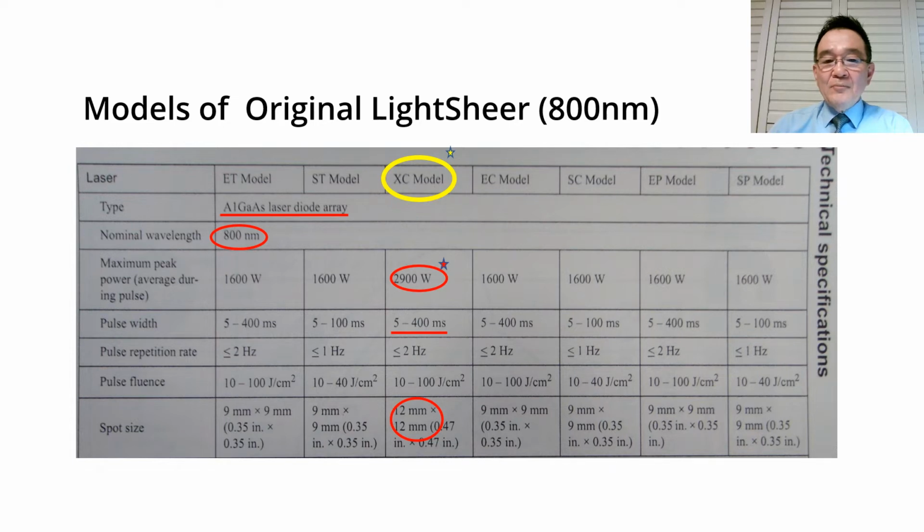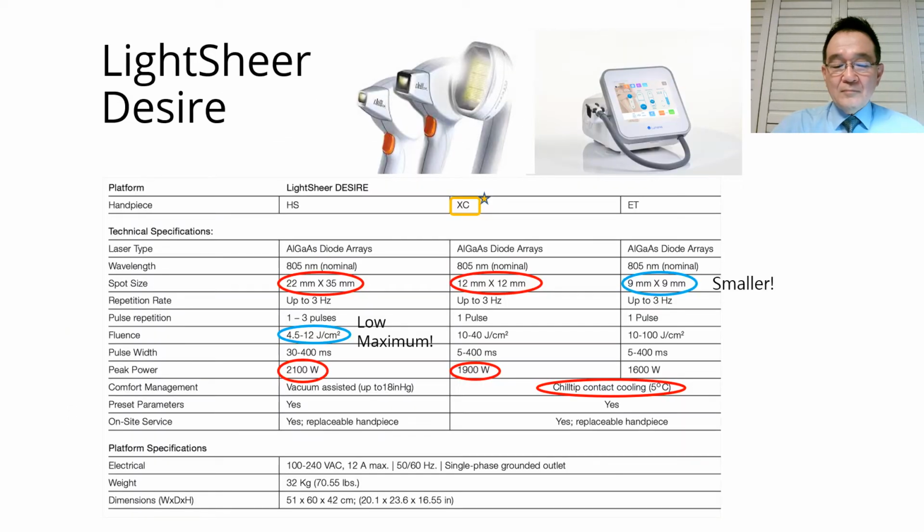XC model is the most effective because of the highest maximum peak power of 2900 watts and the largest spot size of 12 by 12 millimeter square. There are 3 handpieces in LightSheer Desire model. Still, you can choose XC handpiece, but the maximum peak power of XC handpiece of LightSheer Desire model was decreased from original 2900 watts to 1900 watts.